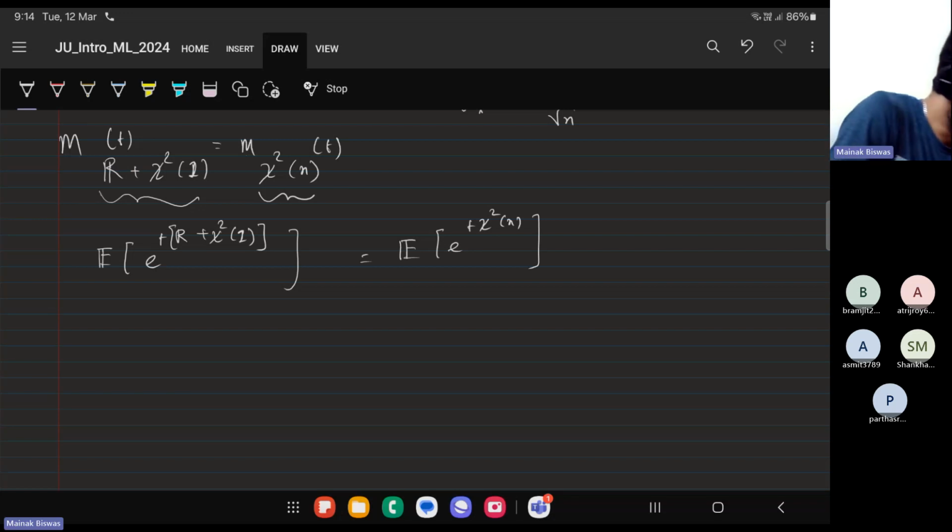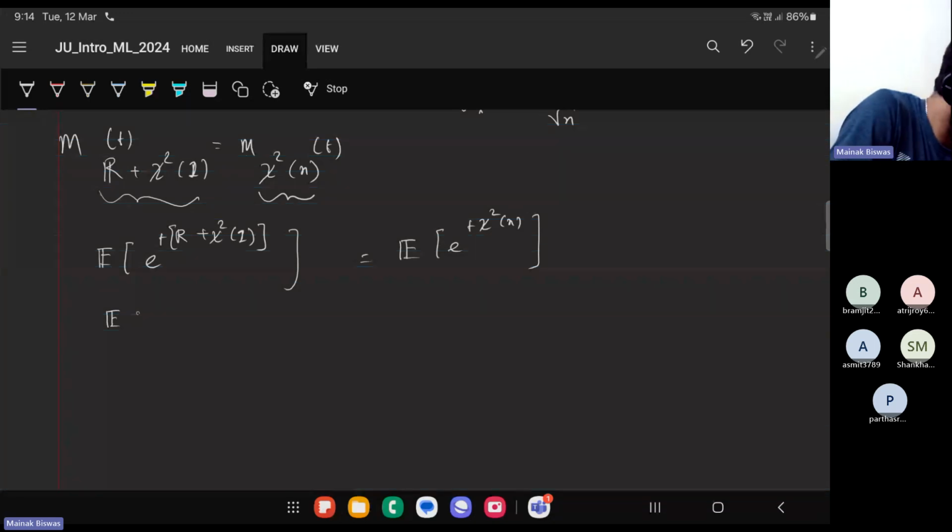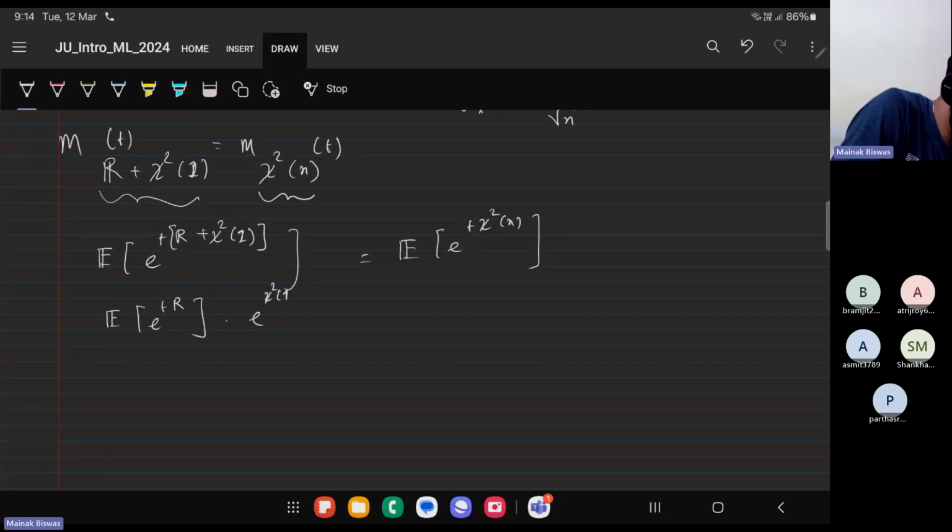Okay. So now how can I write the left hand side? Now they are independent distributions. They don't depend on one another. I have broken them up. I can write it as a product: e to the power tR times e to the power of chi square 1 is equal to e to the power of chi square n.